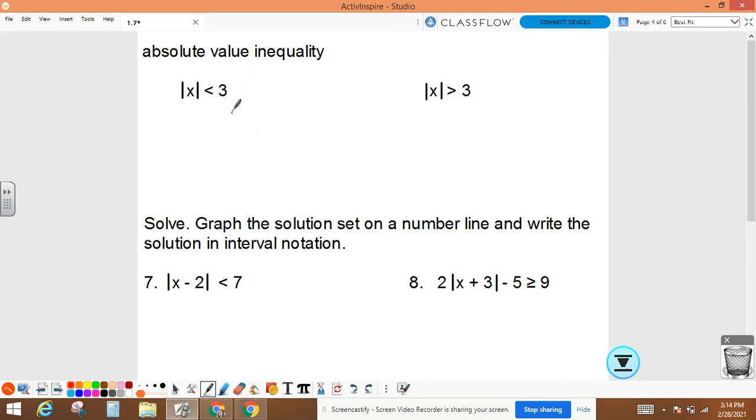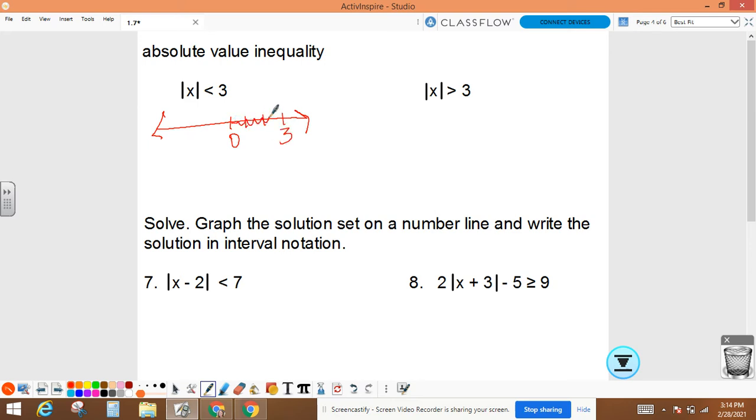All right, so to make sure you're understanding what this is talking about, absolute value means distance. So this is saying I want the distance from 0 to be less than 3 units. Well, if I go 1, 2, 3, I've been 3 units.